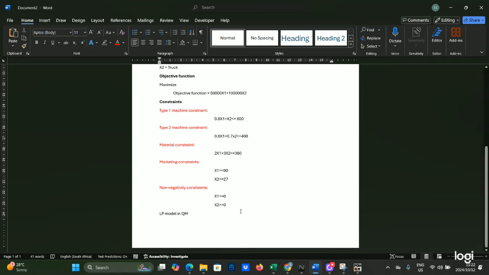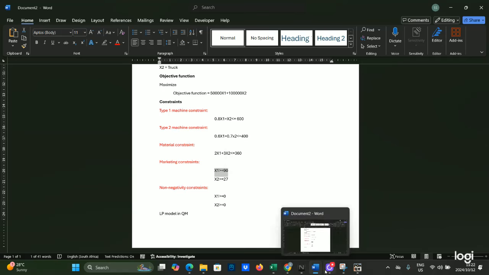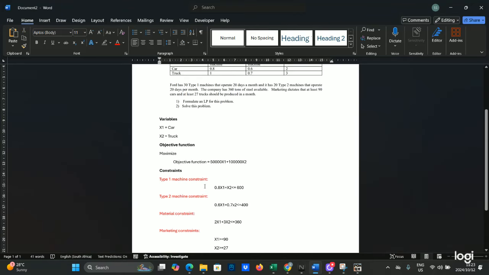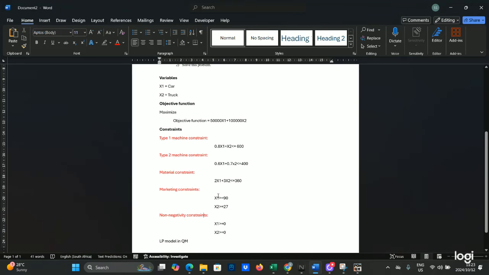So here they are saying our cars can exceed 90. Wait, let me check again. They're saying at least 90 cars should be produced, which means the number of cars produced in a month should exceed or be equal to 90. So in this case, we're going to go back here.